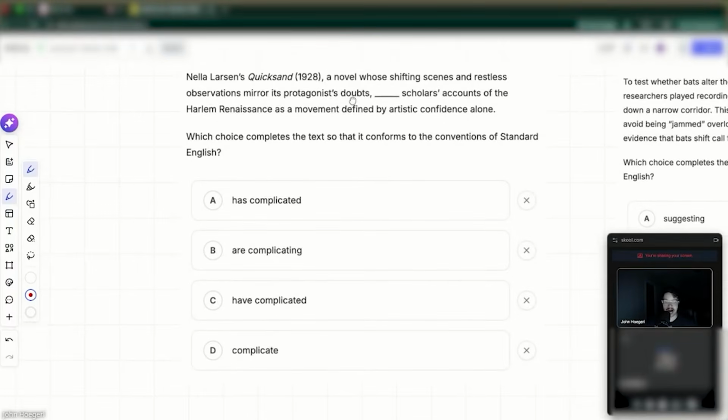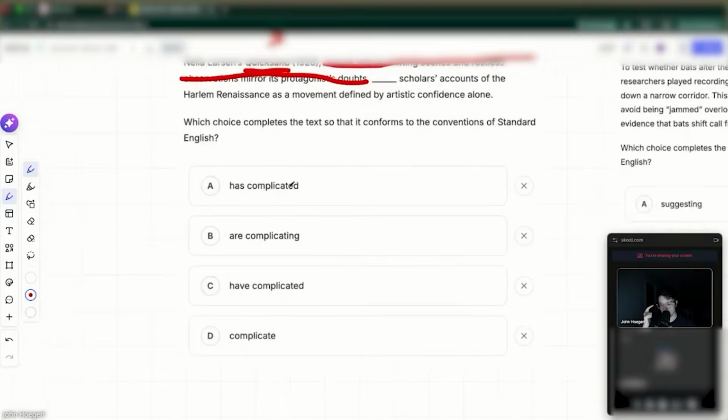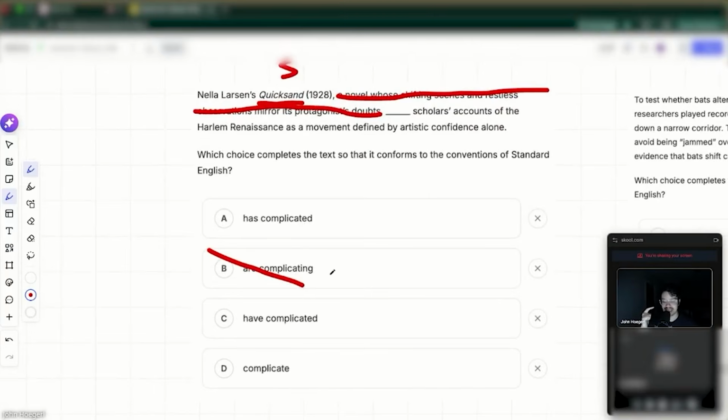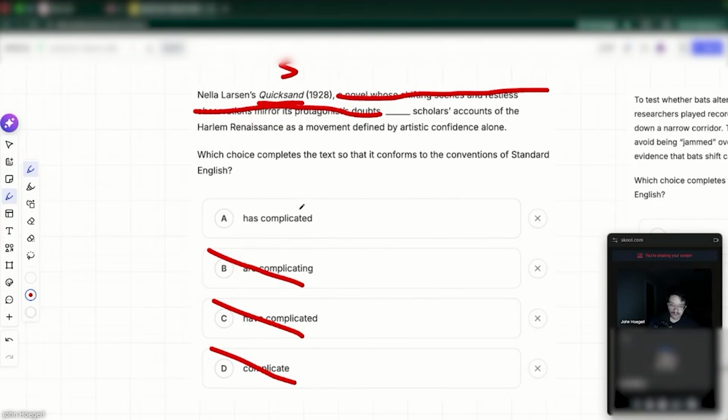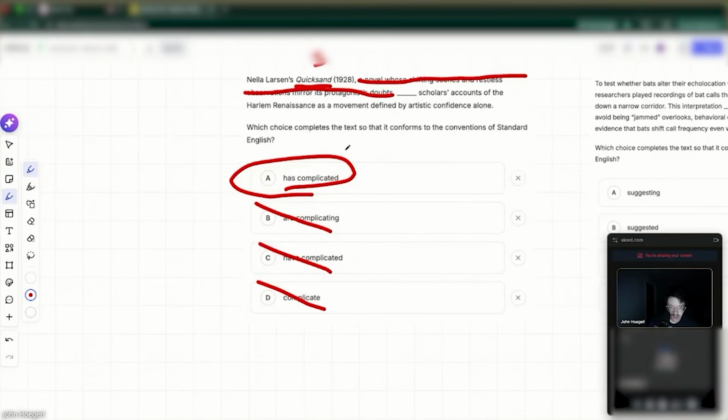A few other examples that combine multiple of these rules. We can see here Quicksand, a novel whose shifting scenes and restless observations mirror the doubts. The thing here is that we have all this extra, non-essential information, but the main subject of this sentence would be quicksand. So keep that in mind. Whenever you have a bunch of information in commas, that is not necessary for your understanding of the verbs here. Quicksand would be a singular thing, so we're looking for a singular verb. So we know automatically are complicating would be plural. Complicated would be plural too. So basically remove it. Therefore, the answer would just have to be has. Actually, I don't know why I chose this one for this, because this one, yeah.